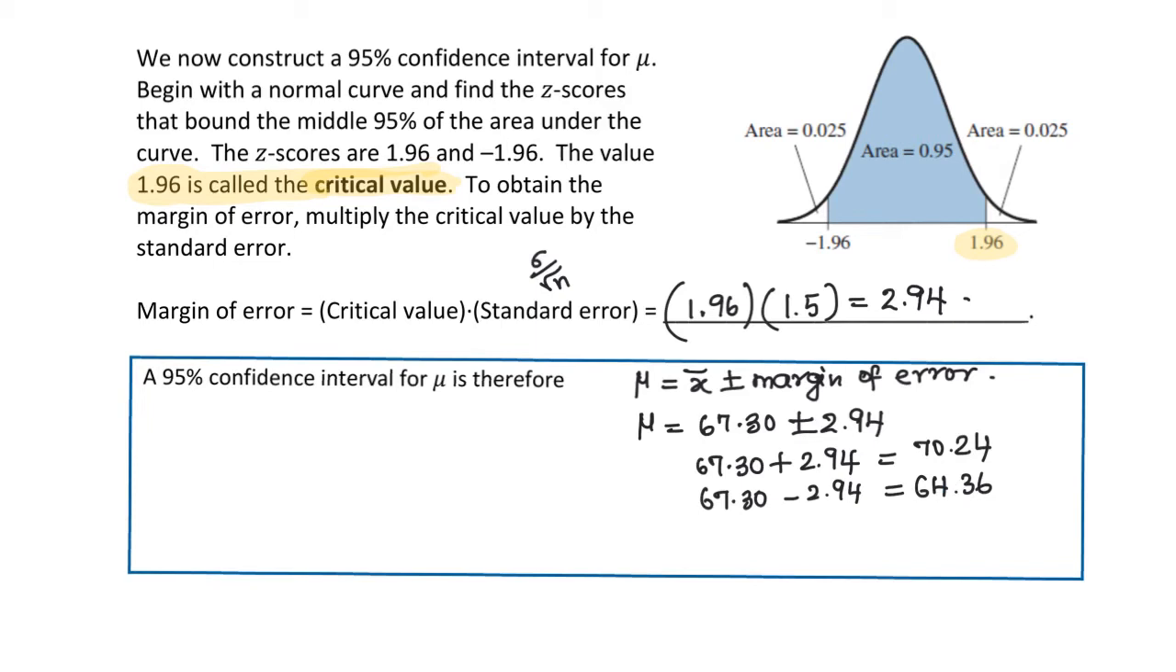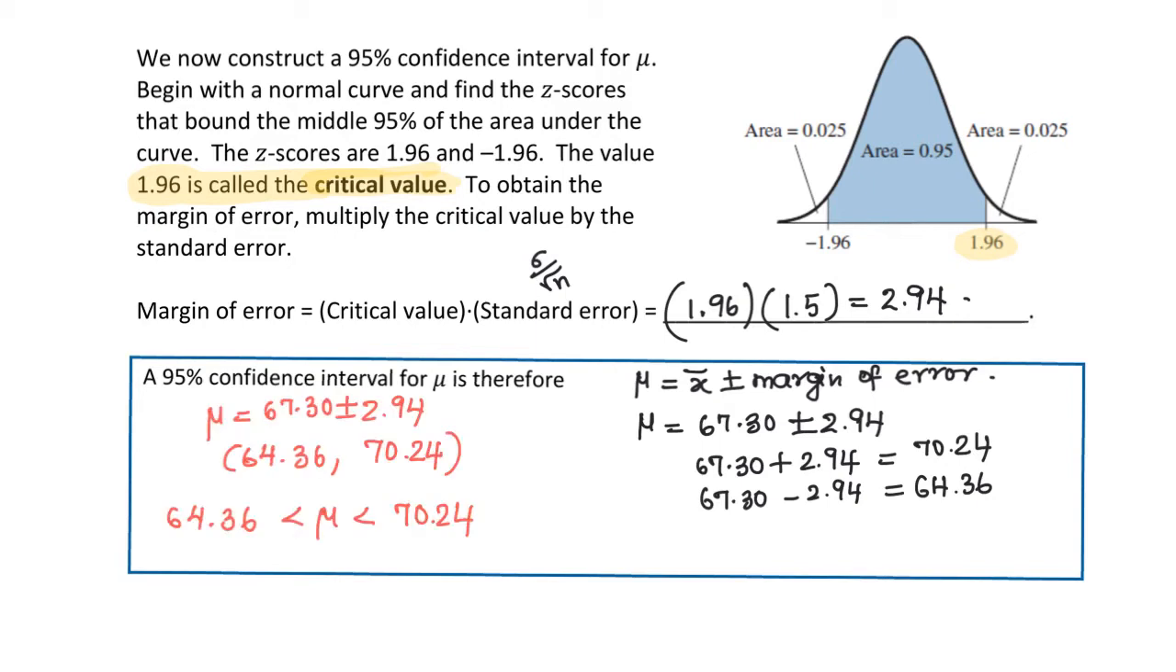And we can write the interval in 3 different forms. Mu equals 67.30 plus or minus 2.94, like this. Or we can write mu is in this interval, like interval form. Or we can write using the inequality mu is between these two numbers. So in other words, we would say we are 95% confident that the population mean is between 64.36 and 70.24.